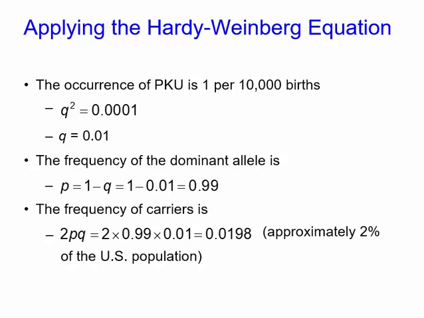So the occurrence of PKU, the condition, is 1 in 10,000 births. We can take our 1 in 10,000, that's our q squared number, and that allows us to calculate the frequency of the PKU allele, which is 0.01. If we have that, again, you've done this already, you can figure out the frequency of the non-PKU allele. It's just 1 minus q. So in this case, p is 0.99. Now we can calculate everything else. We have p and q, we can plug it into our equation. And so the odds that someone is a carrier is 0.0198, which is about 2% of the US population.